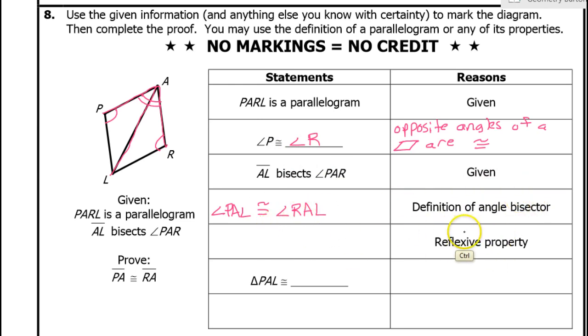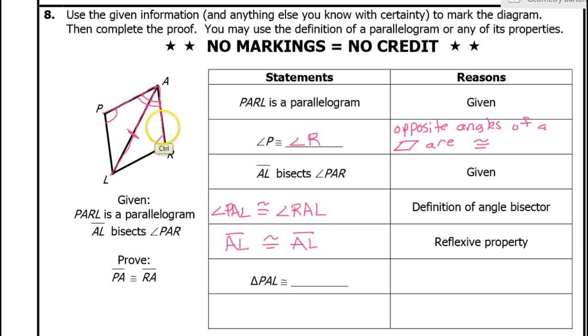Now, I notice that the next reason says reflexive property, so I immediately start looking for a shared side, and there it is right here. This is a shared side. So I'm going to go ahead and say that AL is congruent to AL, because that's how we handle the reflexive property. AL is congruent to AL.